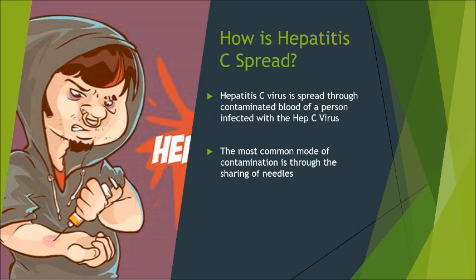So how is hepatitis C spread? Well, the virus is spread through contaminated blood from a person infected with the hepatitis C virus. The most common mode of contamination that we see is through the sharing of needles and syringes with IV drug use.